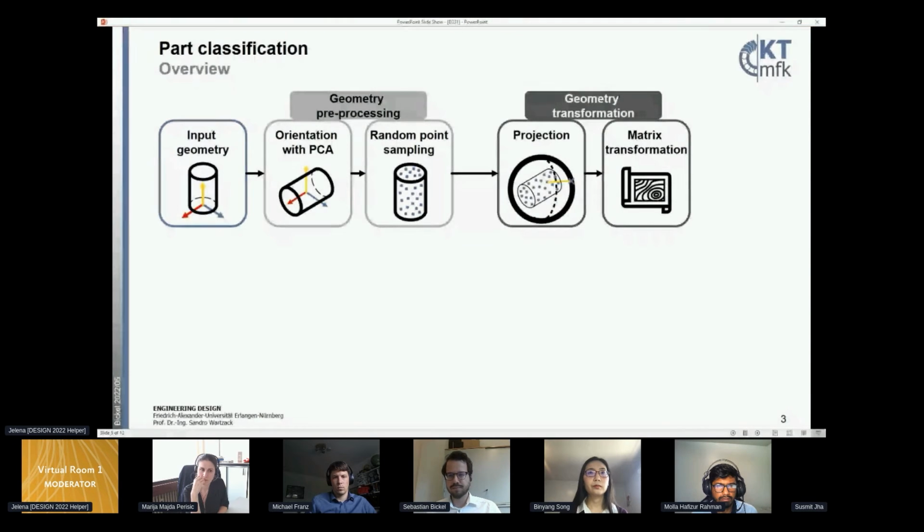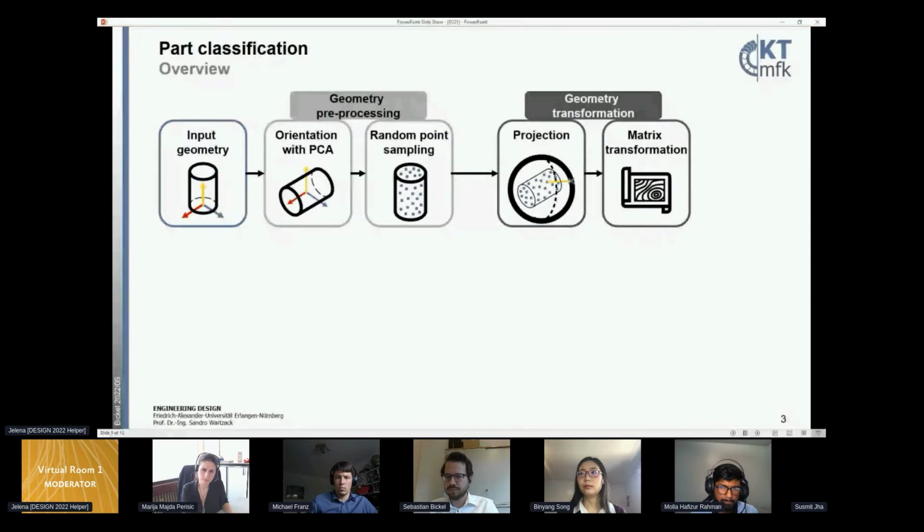This leads to the geometry transformation. In this phase, the projection method utilizes the information of the individual points and projects them onto a detector sphere. This globe is divided into several areas, which are called pixels. Finally, the projected points per pixel are counted and, similar to a map, the generated sphere is unfolded, resulting in an input matrix for the machine learning process.